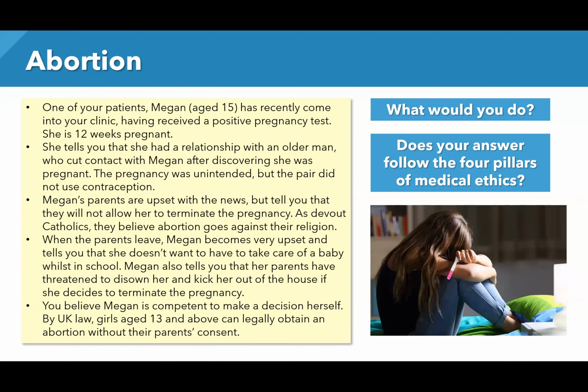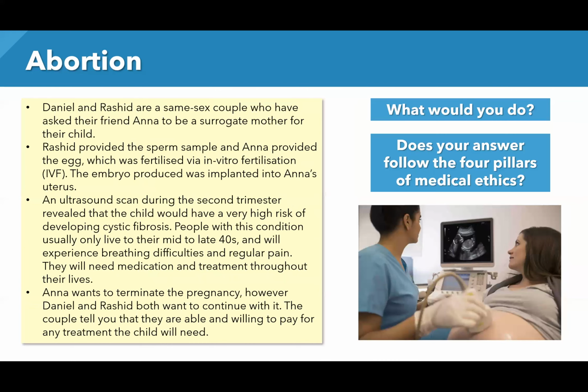We're going to discuss another example now regarding abortion, and this is to do with a same-sex couple and a surrogate mother. So I'm going to read out the case study and we'll discuss it a little bit in a minute. Daniel and Rashid are a same-sex couple who have asked their friend Anna to be a surrogate mother for their child. Rashid provided the sperm sample and Anna provided the egg, which was fertilized via in vitro fertilization, IVF. The embryo produced was implanted into Anna's uterus.